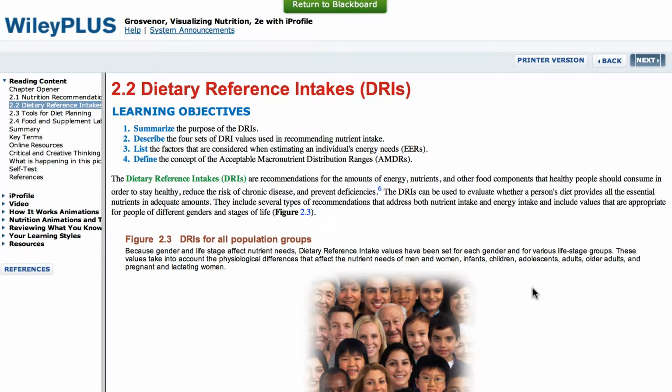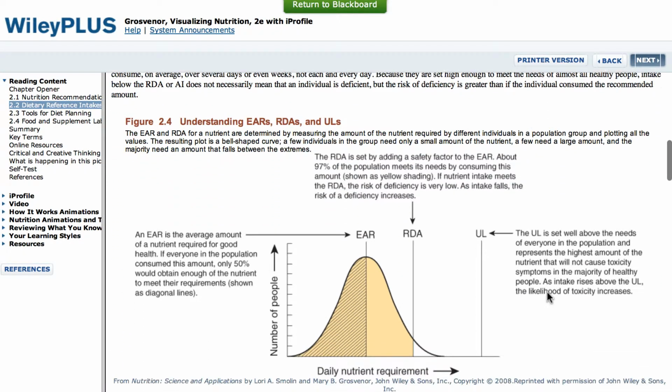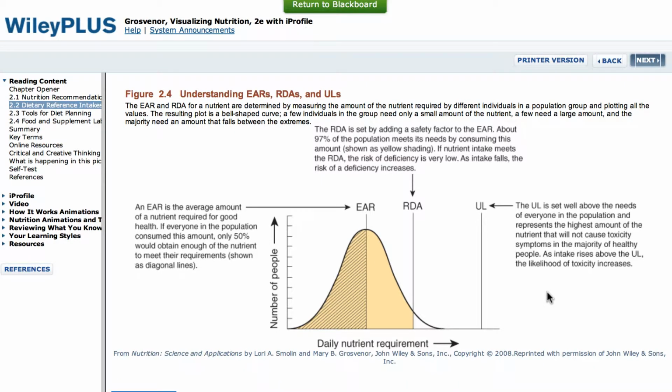Now the next section can get pretty confusing because there are so many acronyms like DRIs and EERs and AMDRs. And the one that gets very confusing to people is this normal curve. So I did want to go over this briefly. So this is showing on this axis of the graph numbers of people, and this is the daily nutrient requirement. It could be any nutrient requirement.